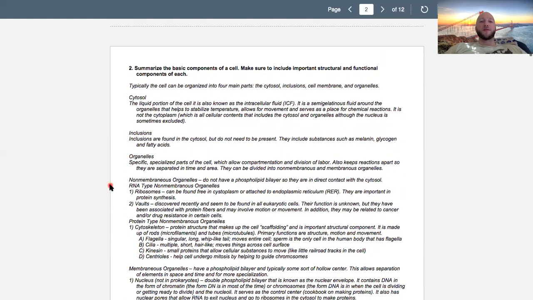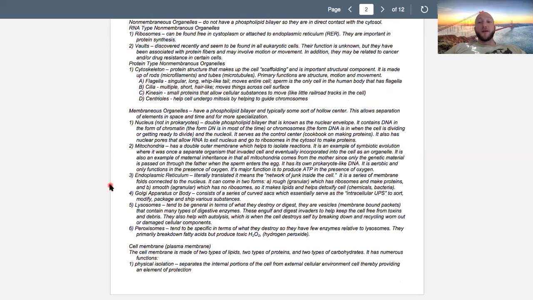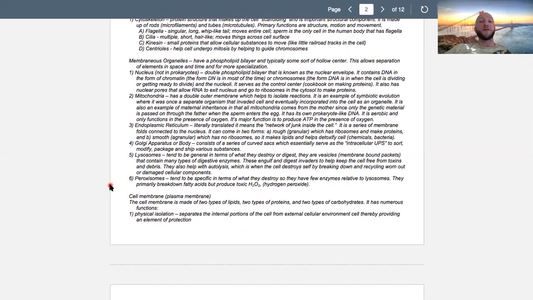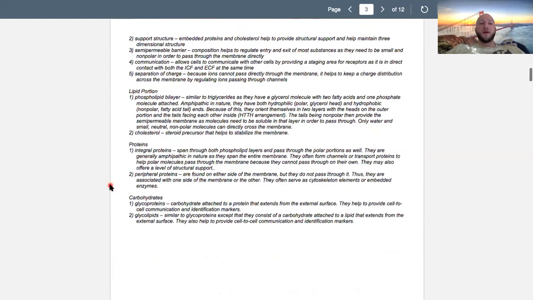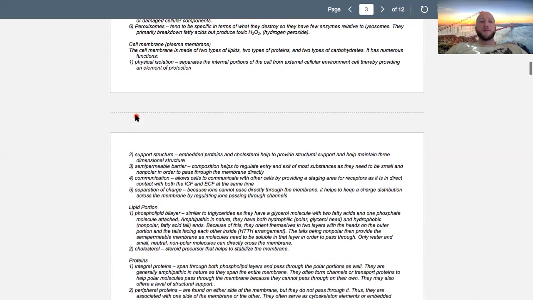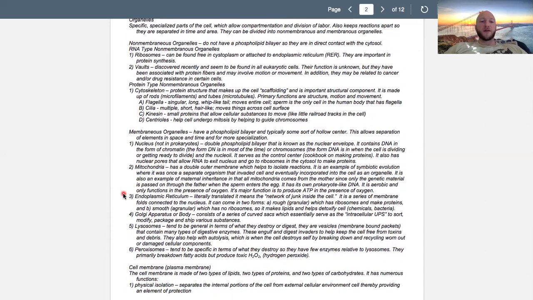Summarize the basic components of a cell. This should be mostly review from old classes for people. Please know all these terms. Please review all these terms. Be ready for probably 1 to 5 questions, a significant portion on this material. This section right here. Okay, so this top part is a lot of kind of review.